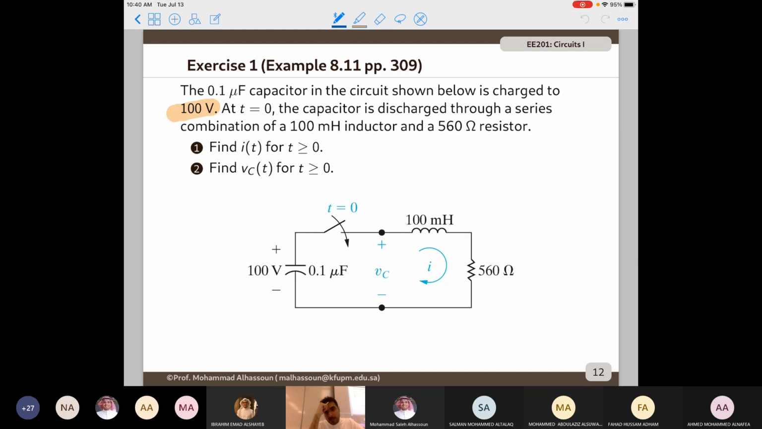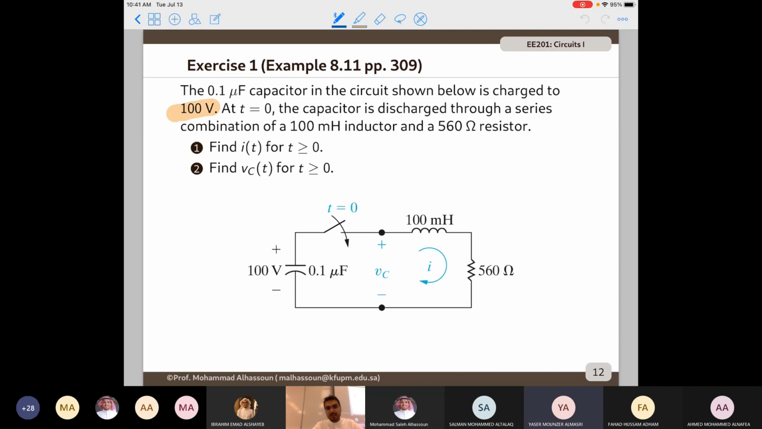Ahmed? Also 0. Why? Because of the open circuit. Ibrahim? The same, because there is no current flowing in. Very good. The issue here is your answer is incorrect. Yasser? Yes, the current is 0, so we will have 0 voltage in the resistor. So basically, we have 100 volts in the inductor.